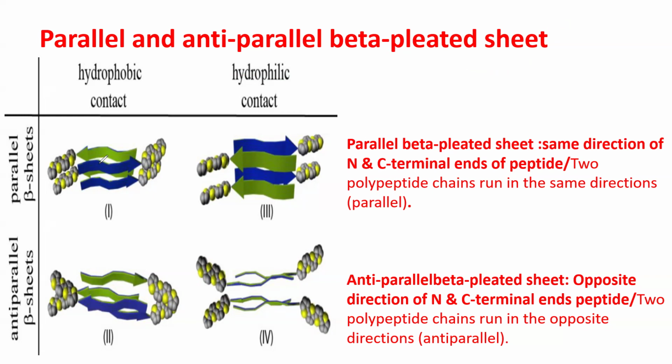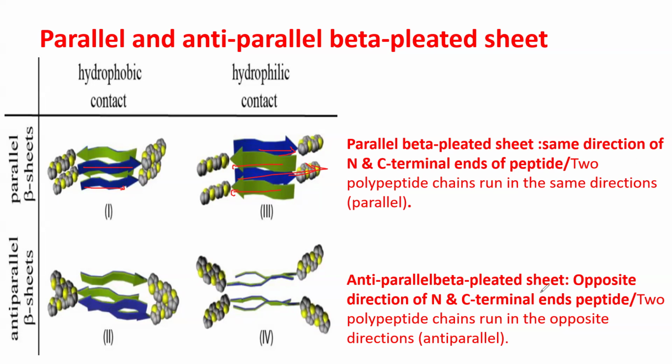Parallel beta-pleated sheets have the same direction of the N and C terminal ends of the peptide. That is, two polypeptide chains run in the same direction. For example, this polypeptide moves in this direction, and this other one moves in the same direction. That is why it's called parallel. This one and this one are in the same direction.